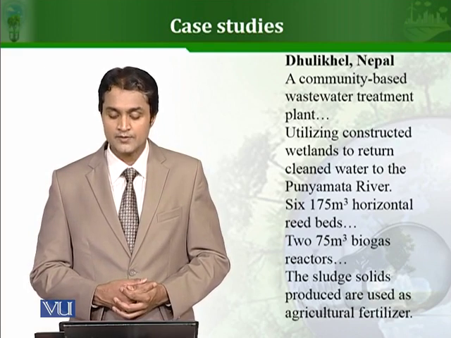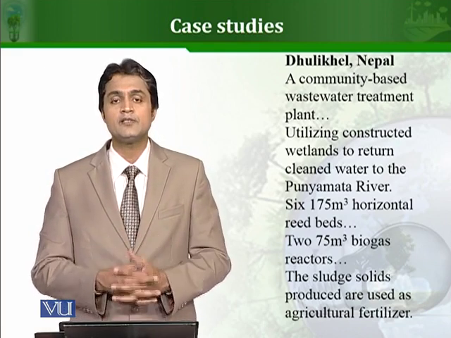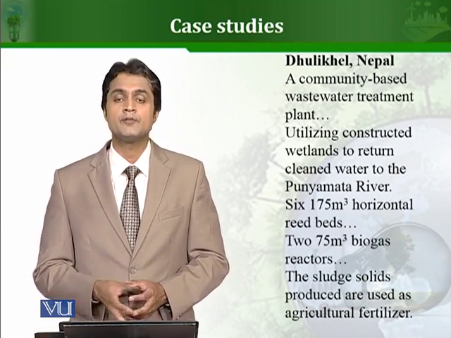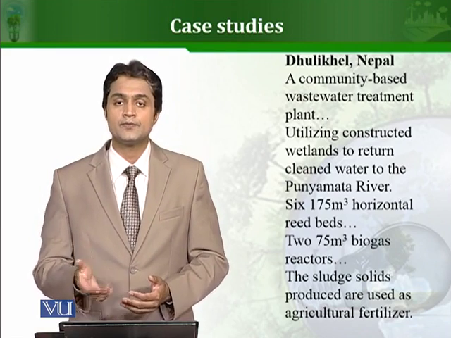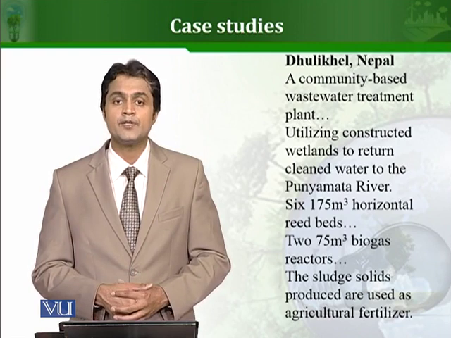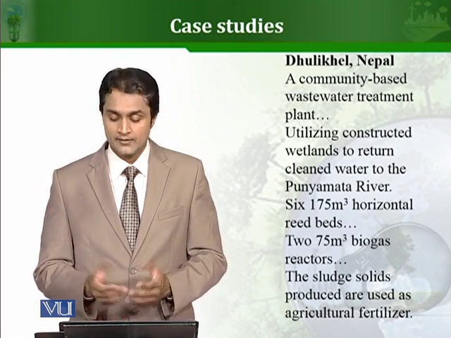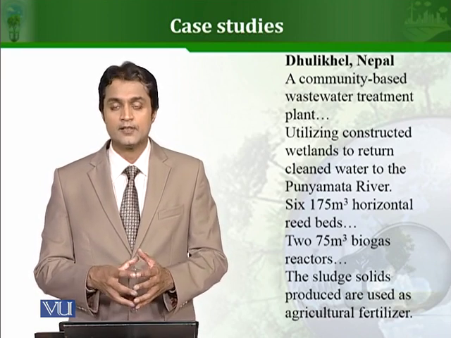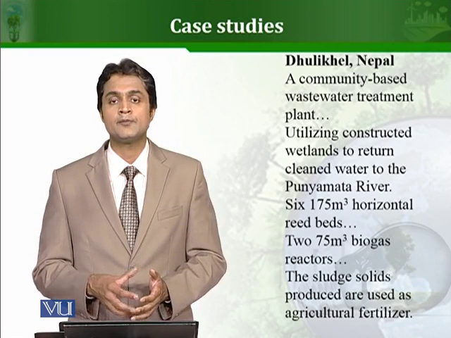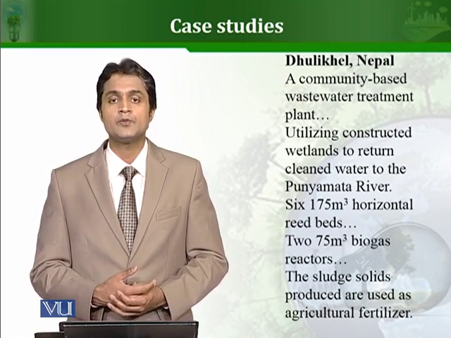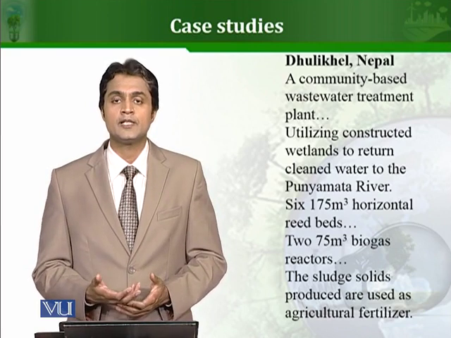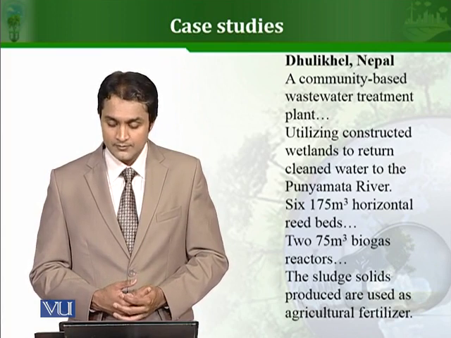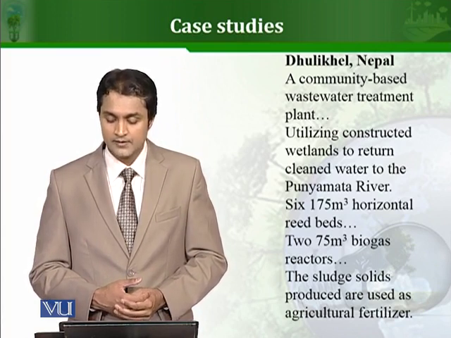It was composed of 6 reed beds, and attached with this plant were 2 biogas reactors, which were producing biogas by the combustion of the effluents and the waste which was being introduced. And this biogas was then being used by the nearby population. So you can see here, a very efficient system, and we would like to design such a system in which we can get much more output, and in which much less byproduct is there. The sludge solids produced were also used as agricultural fertilizer.